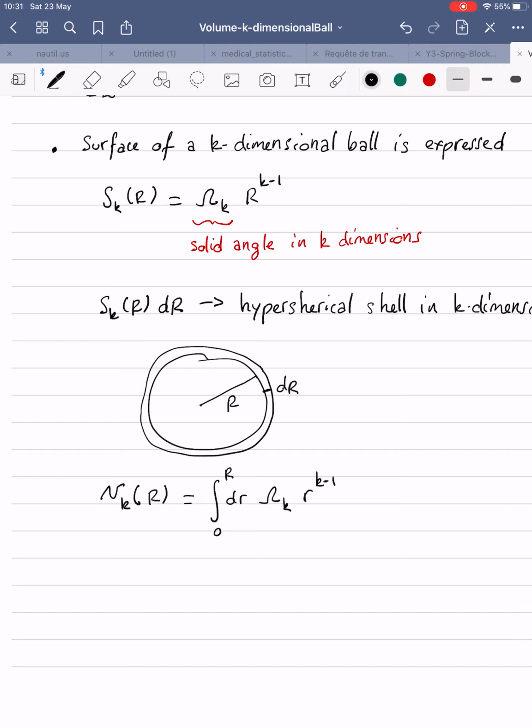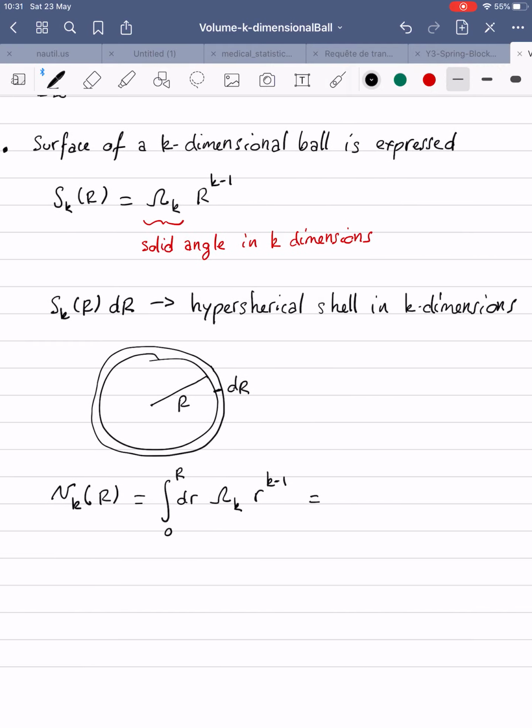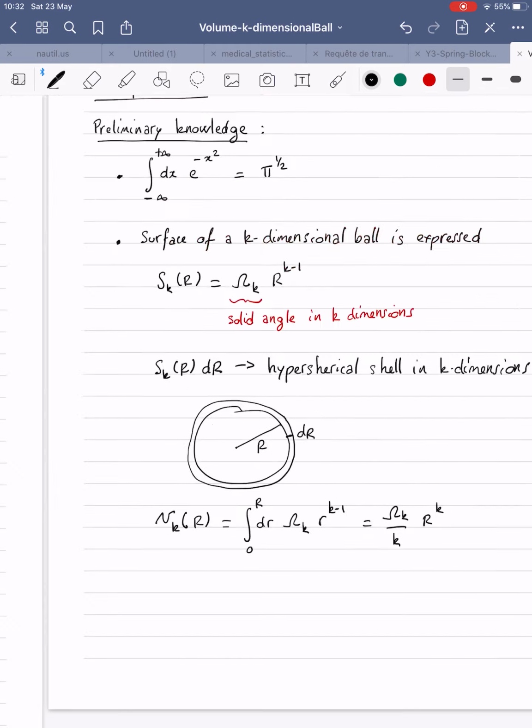Now, what does that give you? Well, that gives you omega k over k, and then R to the k. Okay, so the reason why this is interesting is because this gives some kind of generic expression for the volume of a sphere in k dimensions. Okay, so omega k is a solid angle over k. Okay, and roughly that's it.